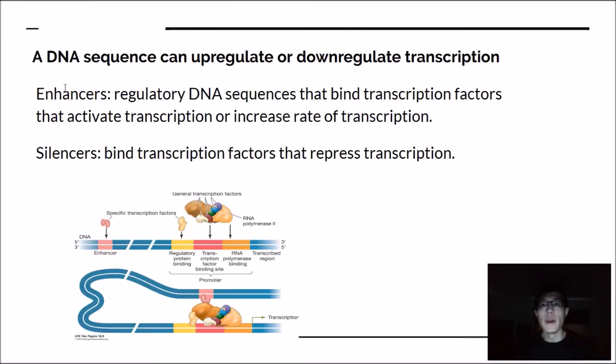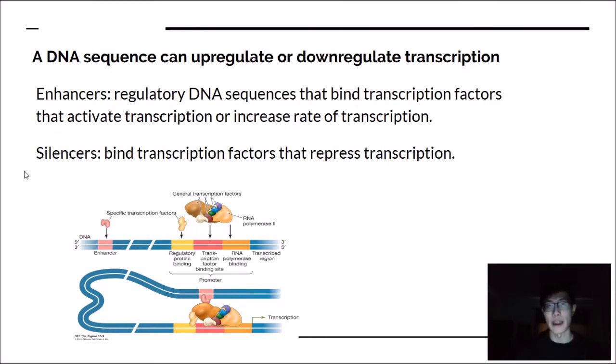Now, with this kind of concept of regulation, you obviously can also use other sequences, including DNA, to help upregulate or downregulate transcription. So enhancers and silencers are usually what we like to term these regulatory DNA sequences. An enhancer is basically a sequence of DNA that binds to the transcription factors that allows an upregulated activity to either increase or maybe even just activate transcription.